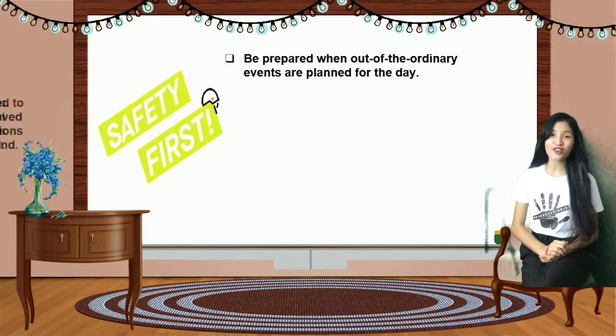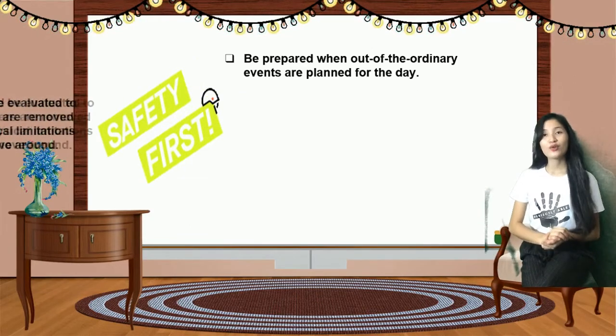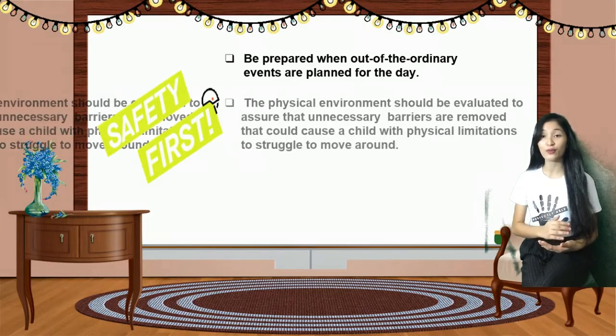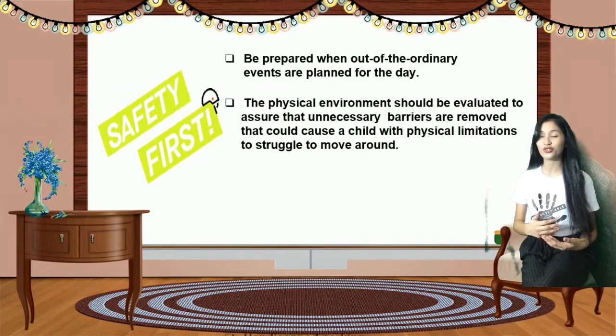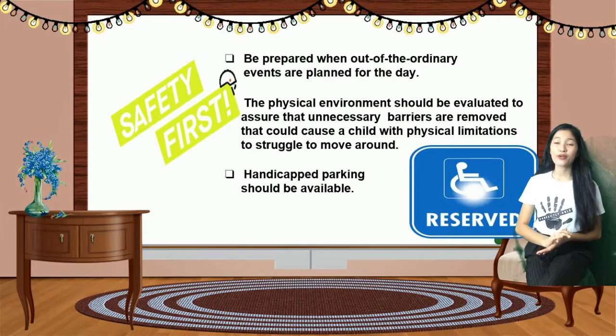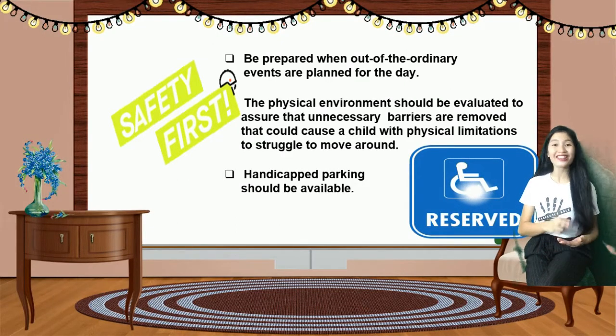The physical environment should be evaluated to ensure that unnecessary barriers that cause a child with physical limitations to struggle to move around are removed. Handicap parking should be available. The requirements for childcare facilities are addressed by the ADA. So, it is very okay to talk to the administrators about arranging parking spaces near the school or any building.